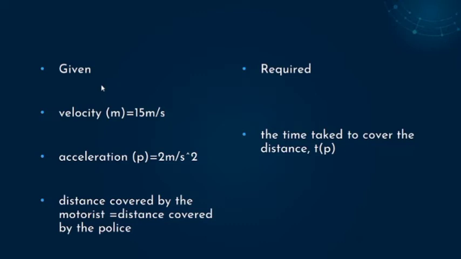So our given again is a velocity of the motorist, which is 15 meters per second, and acceleration of the police officer, which is 2 meters per second square. And our concept here to use is the distance covered by the motorist is equal to the distance covered by the police. And our required here is the time taken to cover the distance, which is the distance covered by the motorist.